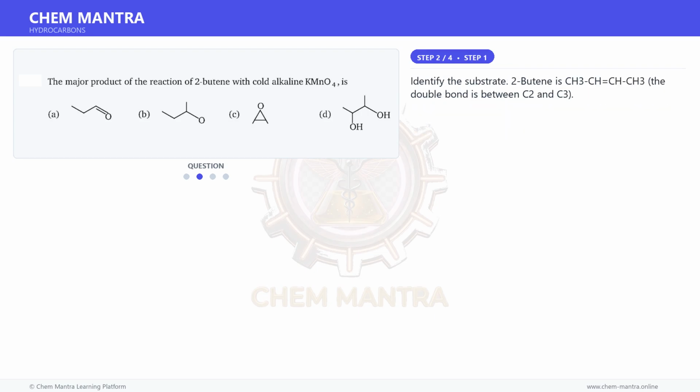Moving on to the next step. Identify the substrate. 2-butene is CH3-CH=CH-CH3. The double bond is between C2 and C3.